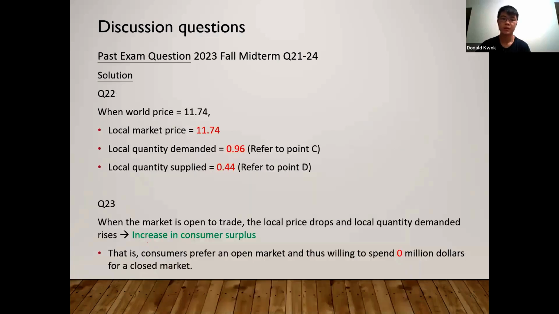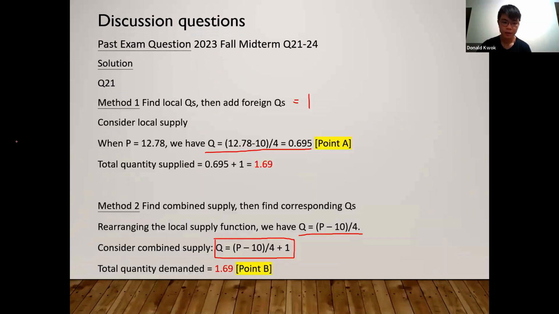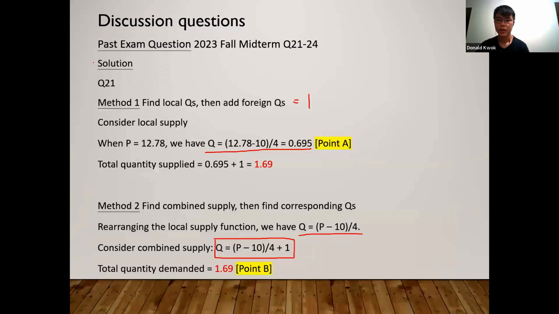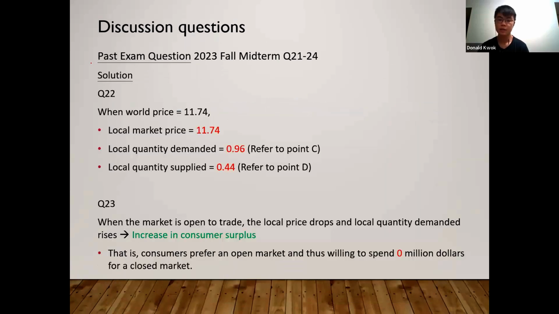All right, so this is about question 22. Well, question 23: given the impact of the unrestricted shirt import, what will be the amounts that local consumers are willing to pay to ban the foreign suppliers for a closed market? In fact, we need to check. After the market is opened up to trade, the local price drops while the local quantity demanded rises. This means that the consumer surplus increases.